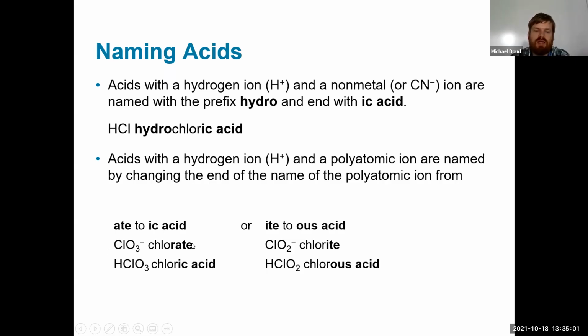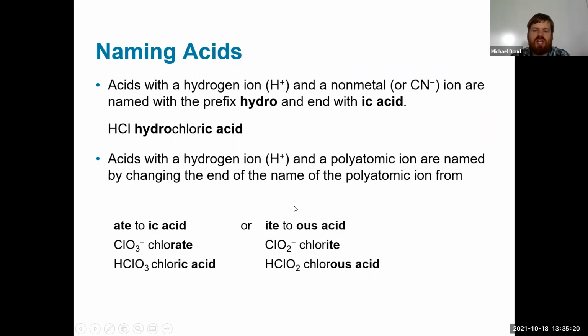So for example, if you have chlorate and you add a hydrogen to it, so you get HClO3, that's our balanced acid compound. All of these acids have an H there. What you do is the ate becomes ic acid. So chlorate as an acid, HClO3 becomes chloric acid.